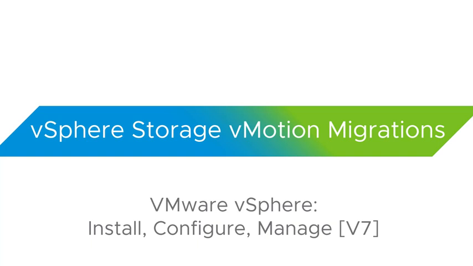And finally, there is another nice feature of storage vMotion. You can change the disk provisioning type, so you can switch from thin provisioned disks to thick provisioned disks or vice versa without shutting down the virtual machine.